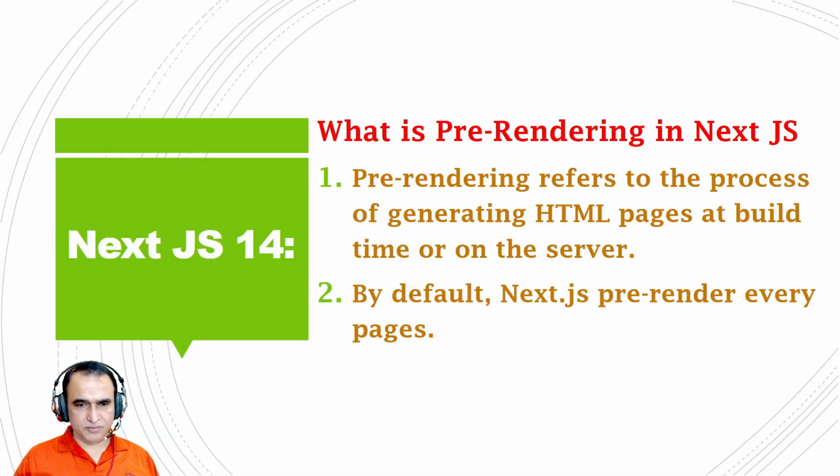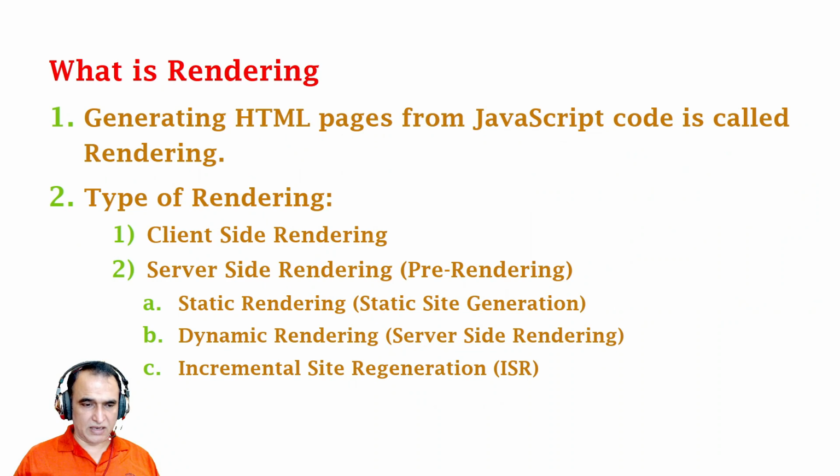Now, what is pre-rendering? Pre-rendering refers to the process of generating an HTML page at build time or on the server. Remember that we are generating the HTML page at build time or on the server when the user requests. So before the user requests, we are generating the HTML page, that is called pre-rendering. By default, Next.js pre-renders every page. Remember that by default, Next.js supports pre-rendering for each and every page. That's why here I have mentioned server-side rendering of pre-rendering type supported by Next.js.